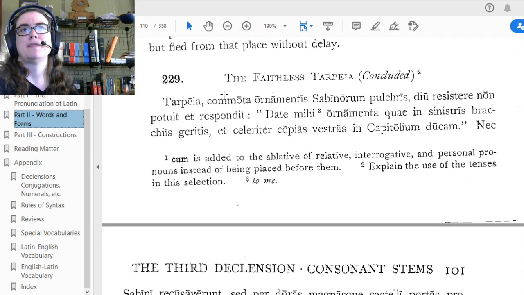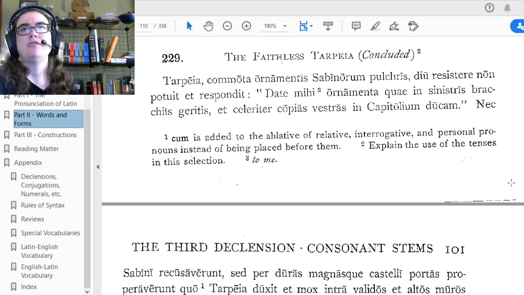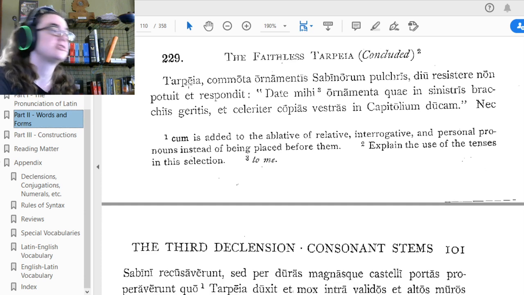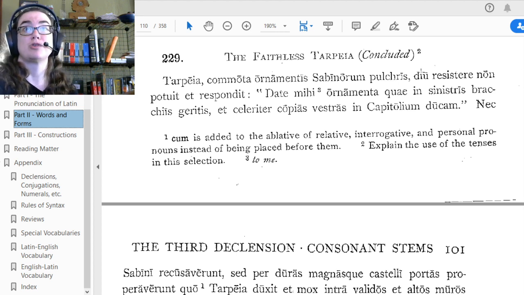So Tarpeia, moved by the trappings, the beautiful trappings, pulchris ornamentis, of the Sabines, for a long time was not able, it would make more sense in English to say, was not able to resist for long, and responded, give to me the trappings which you carry, gerdetis, on your left arms, and I will lead your troops swiftly into the Capitolium.